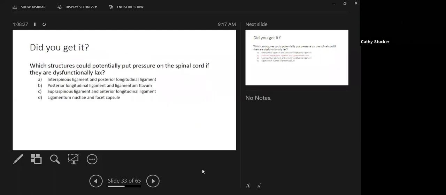All right, we're going to be talking about that a little bit more. But let's do a review question. Did you get this one? What structures could potentially put pressure on the spinal cord if they are dysfunctionally lax? What can put pressure on the spinal cord if they are dysfunctionally lax? Read through those.